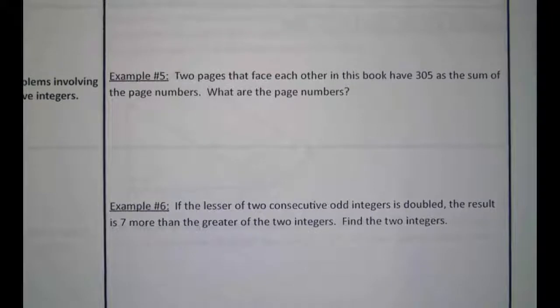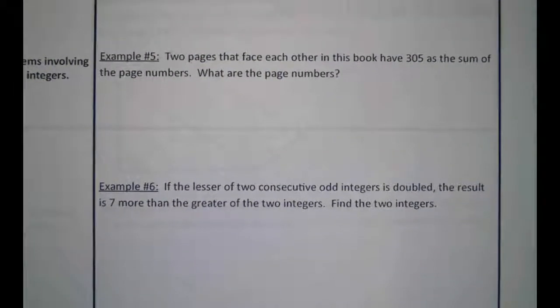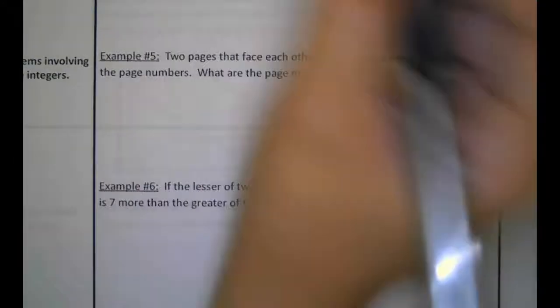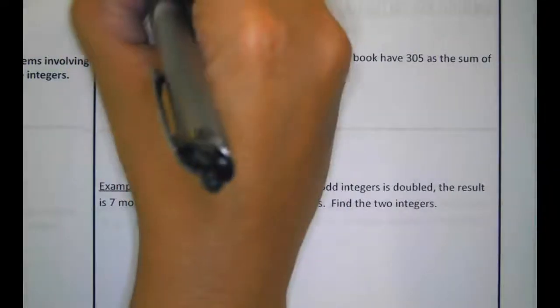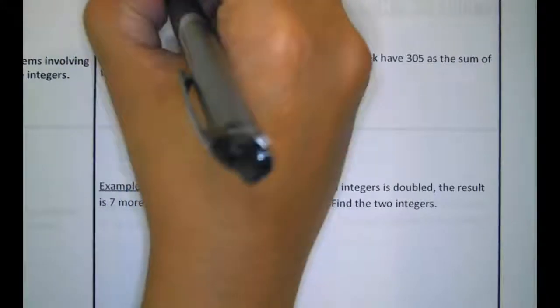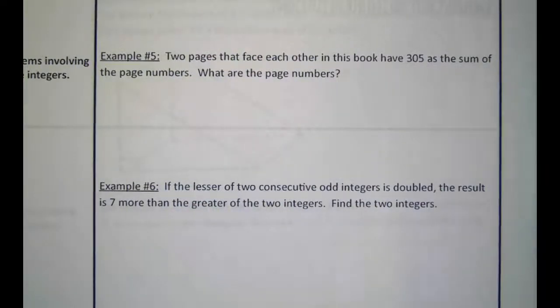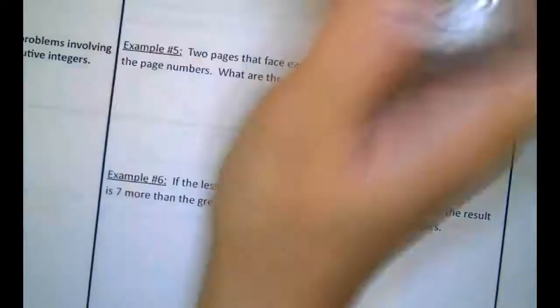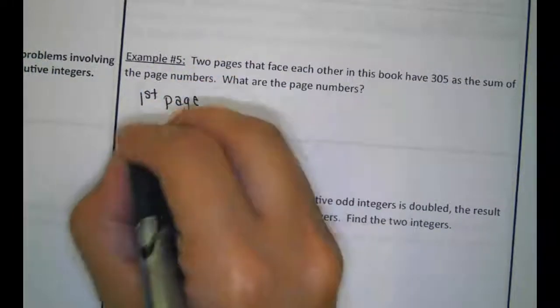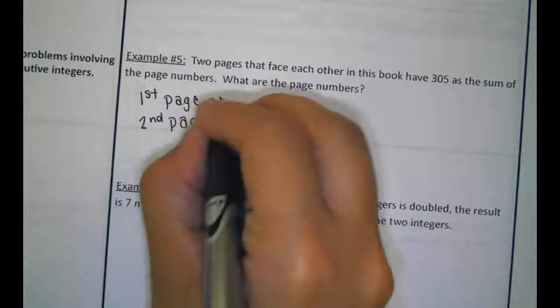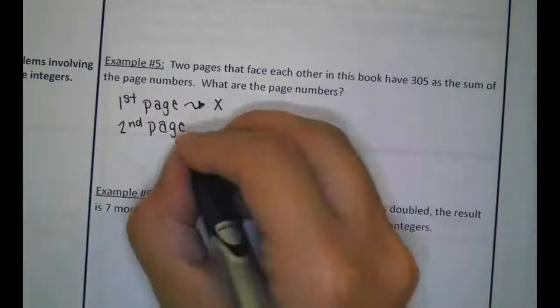Two pages that face each other in this book have 305 as the sum of the page numbers. What are the page numbers? Let's call this the first page and the second page. Oops, I'm so sorry, I'm totally writing under the wrong problem. Let me fix that. Okay, let's try that again. We have the first page and the second page. If the first page is x, the page that comes immediately after that would have to be x plus 1.